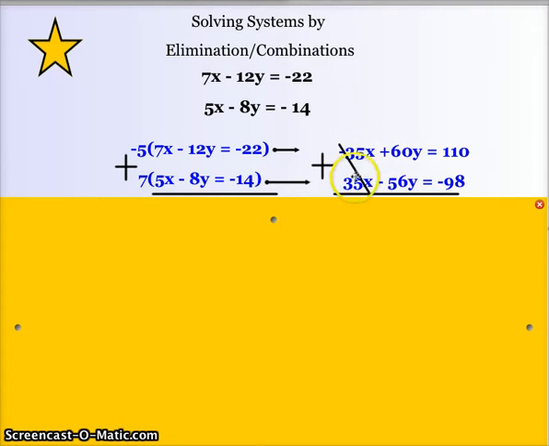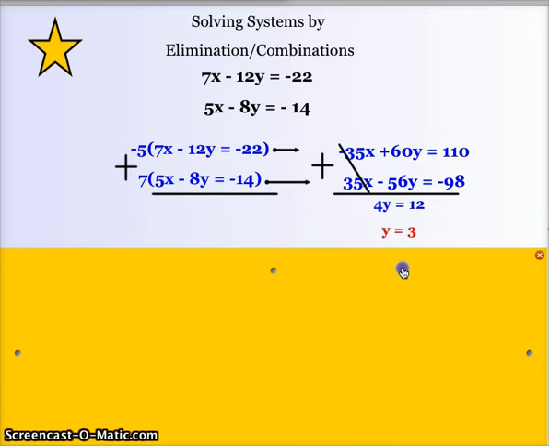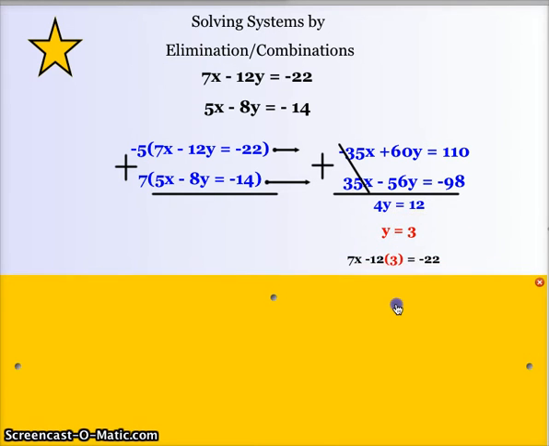Negative 35x plus positive 35x cancels out. Positive 60 plus negative 56 gives me 4y, and 110 plus negative 98 gives me positive 12. If I divide by 4 on both sides, I find that y equals 3. I'm going to substitute 3 for y in one of my original equations, and again I chose the top one, but you can choose either.